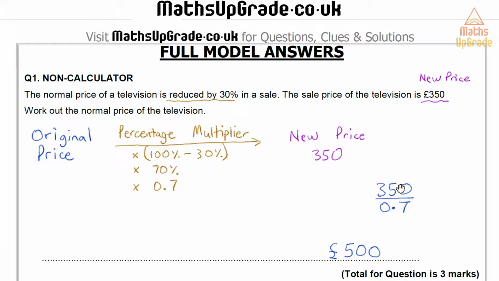Now to do this without a calculator, I'm just going to multiply the numerator by 10 and multiply the denominator by 10. That would give me 3,500 divided by 7, which is £500. So that question there was worth 3 marks.